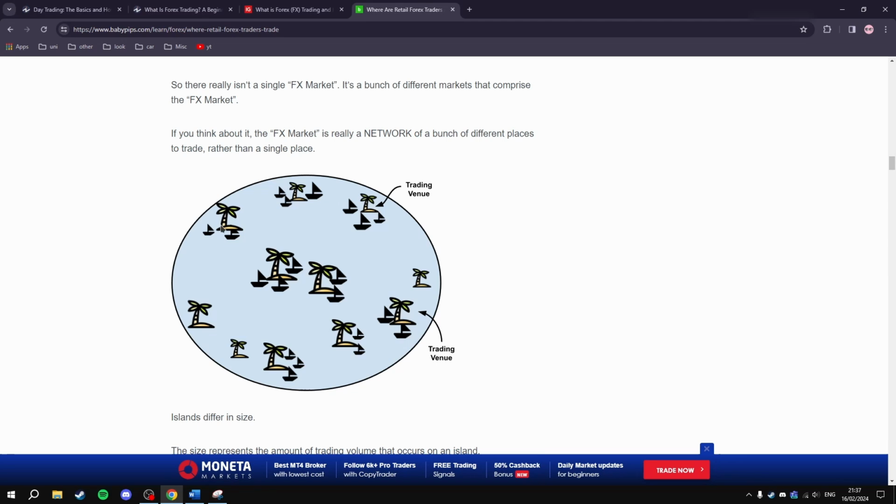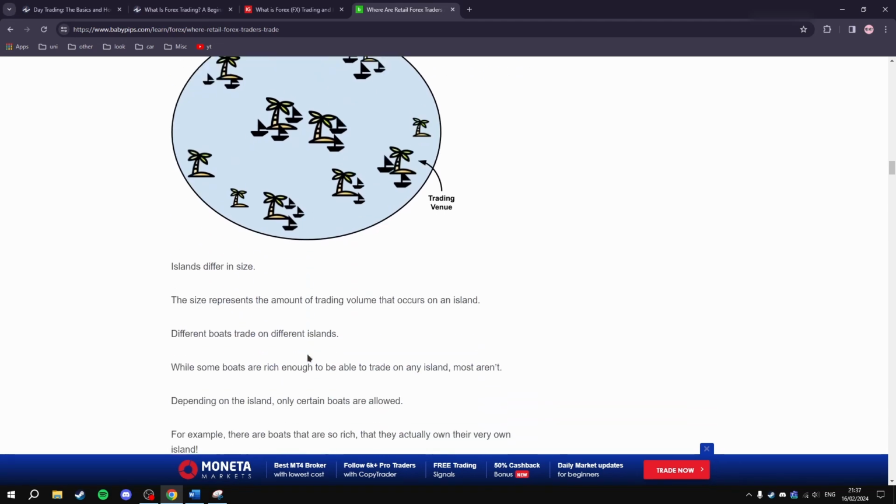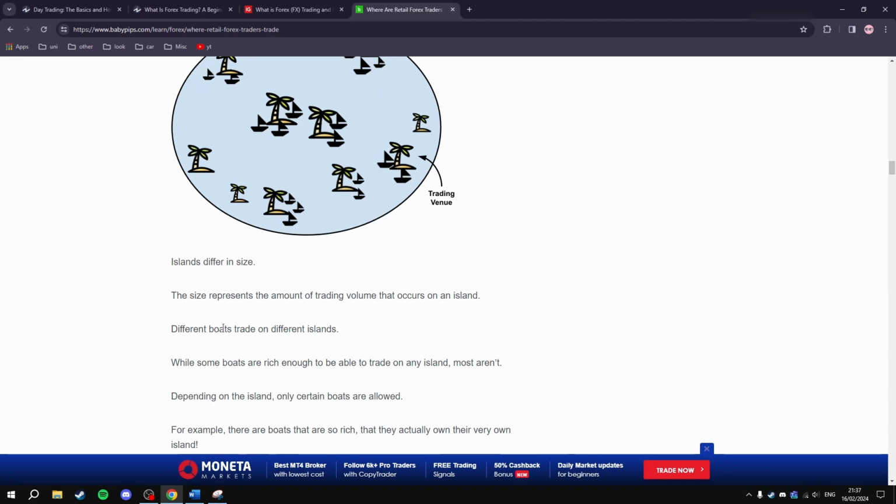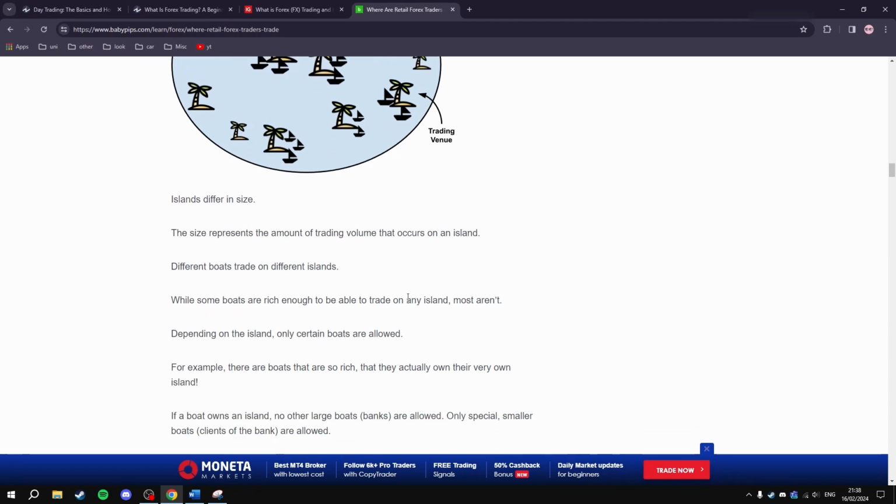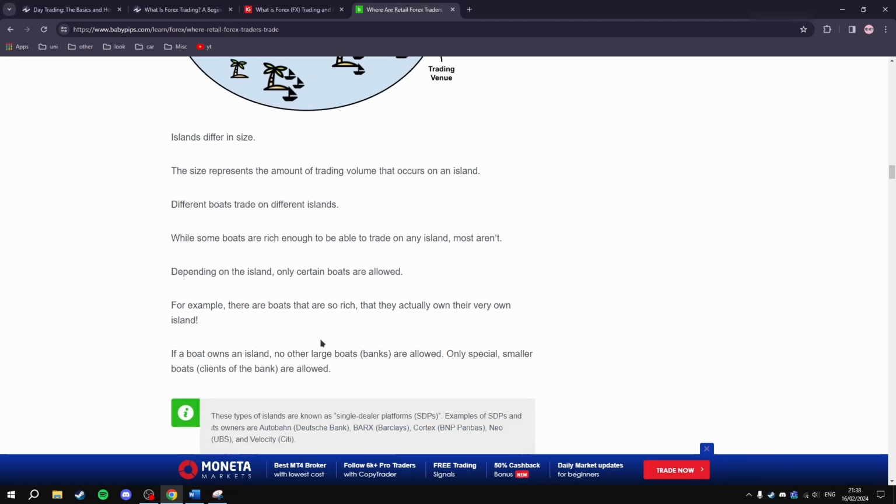So the boats are trading at different trading venues. Islands differ in size. The size represents the amount of trading volume that occurs on the islands. Different boats trade on different islands. While some boats are rich enough to be able to trade on any island, most aren't. Depending on the island, only certain boats are allowed.